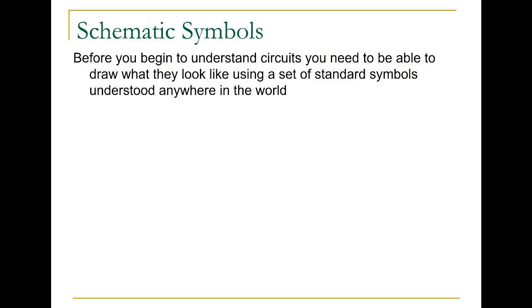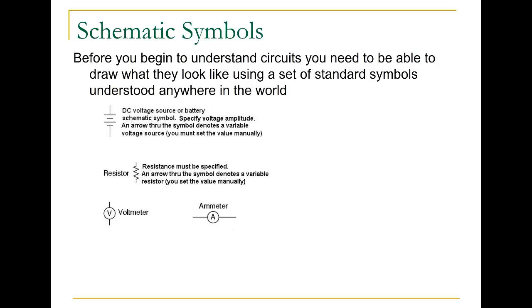Now, when you draw a circuit, we use certain symbols to represent different things. This is a pretty standard set of symbols that you're going to see everywhere. This first one is DC voltage. If you have an arrow that goes through this symbol, it's a variable voltage source. This is basically a battery. The next one is a resistor, and again, an arrow shows that it's variable.